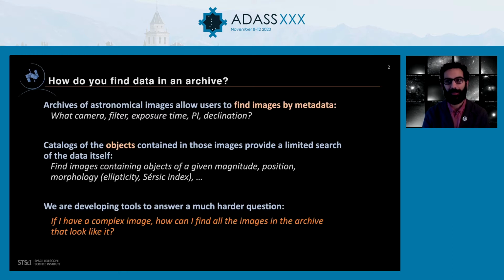Let's say I have a complex image, like the ones that are behind me in my virtual background, that have lots of structure in them. How do we find an image that's similar to a flocculent edge-on galaxy or some kind of shock we're seeing, an interstellar absorption cloud? How are we going to find things like that?